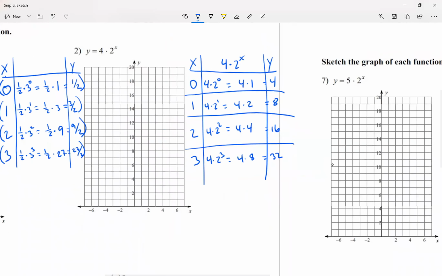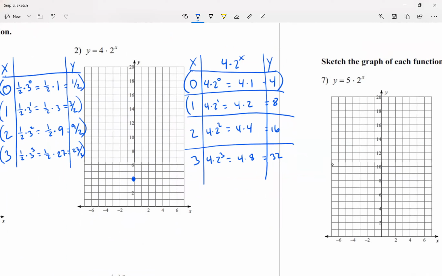My first coordinate, you guys can see it. When x equals 0, y equals 4. So that gives me (0, 4). My second coordinate, you guys see it, is (1, 8). Then I have (2, 16). The next one is (3, 32), but that one is outside of my picture, so I'm not going to graph it. So I have a very good idea how this graph looks.